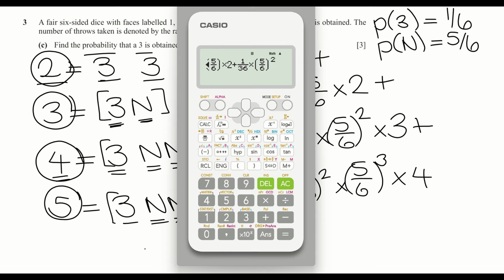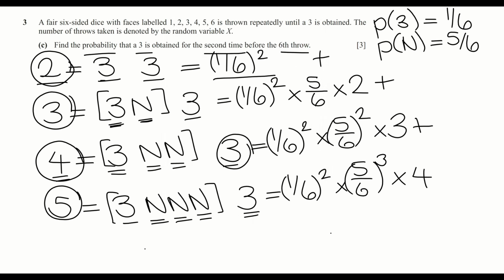Close the bracket squared, multiplied by 3 plus 1 over 36 multiplied by the bracket of 5 over 6. Close the bracket cubed, multiplied by 4 is equal to, let's make it a decimal, 0,1962 and so on. Let's round off to 3 significant figures and I get an answer of 0,196.